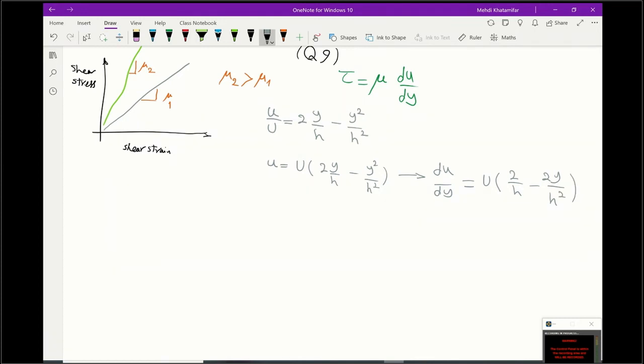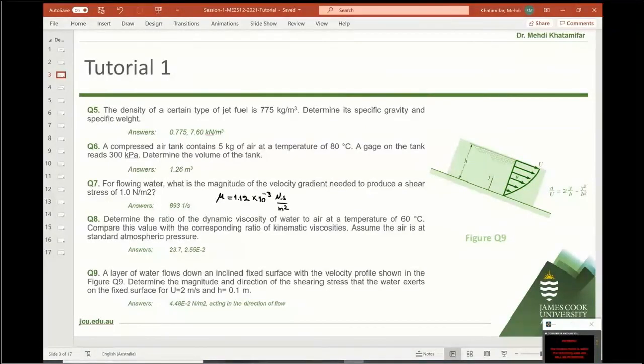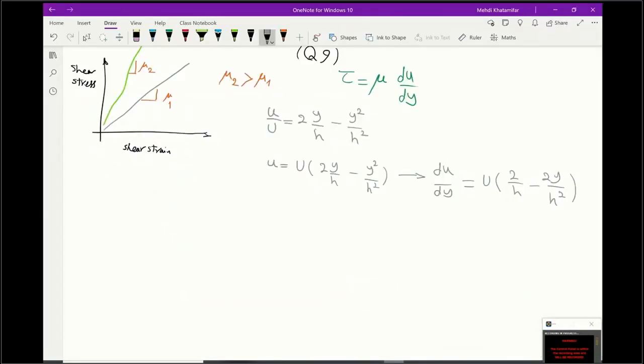If you read question 9 carefully, it says determine the magnitude on the fixed surface. Where is the fixed surface? At the bottom, so y equals 0. So I need to find du dy at y equals 0. If I put y equals 0, it is going to be 2U divided by h.